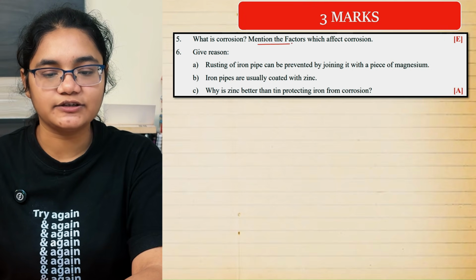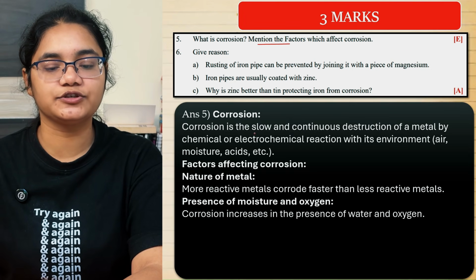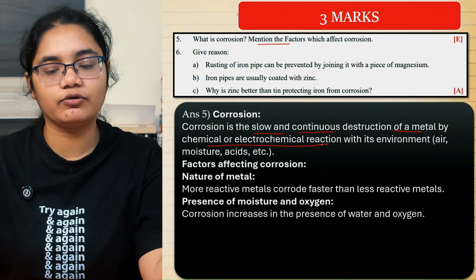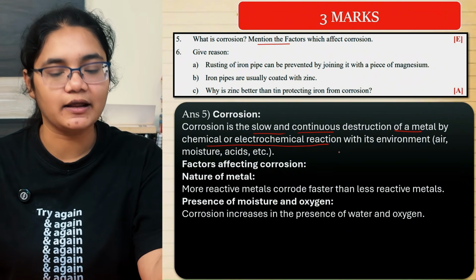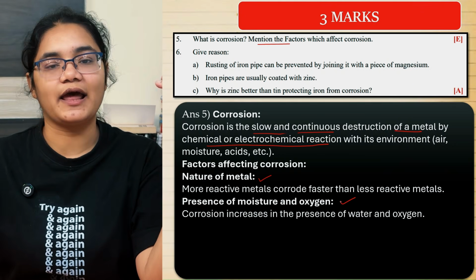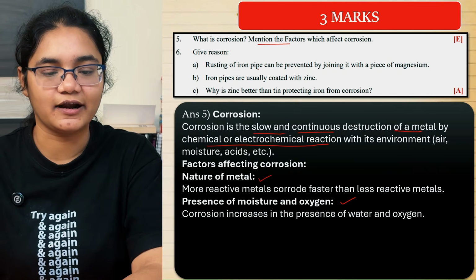Next, what is corrosion, and mention the factors which affect corrosion. Corrosion is the slow and continuous destruction of a metal by chemical or electrochemical reactions with its environment. And what are the factors of corrosion? Nature of the metal and the presence of moisture and oxygen. These are the two important factors.